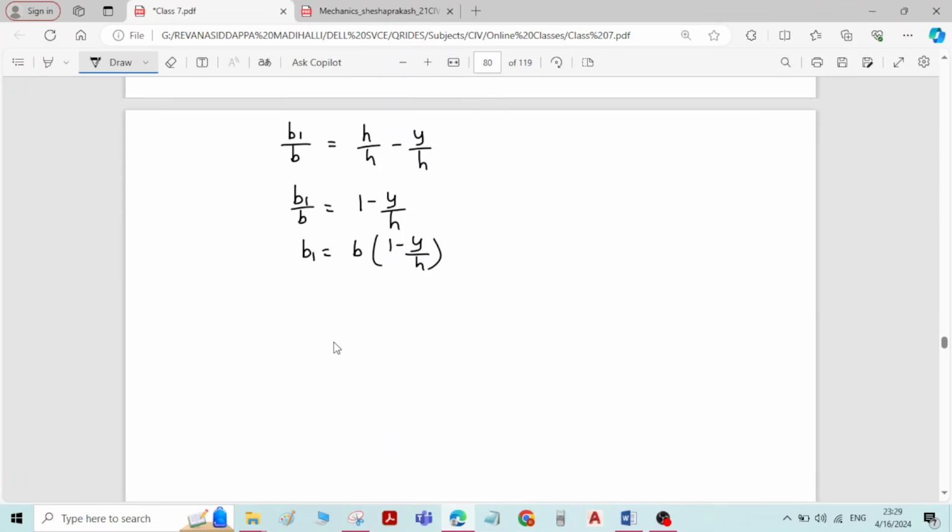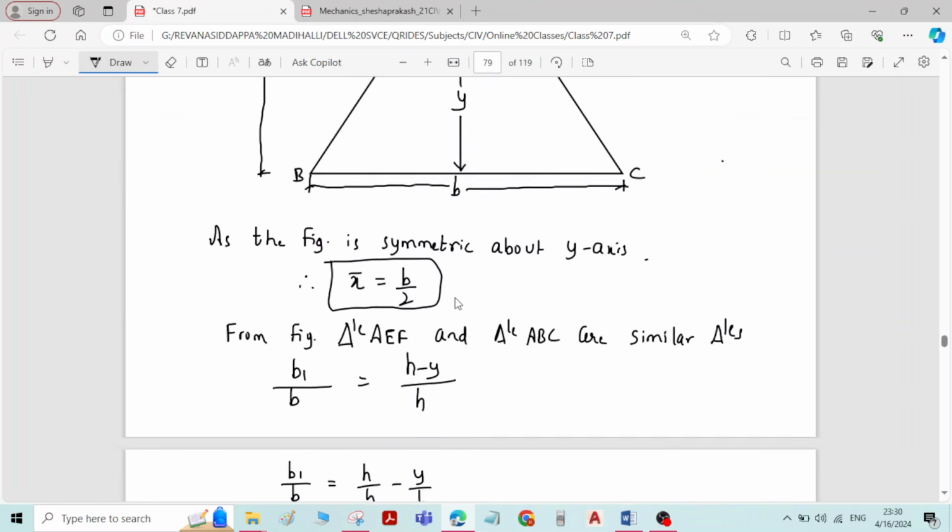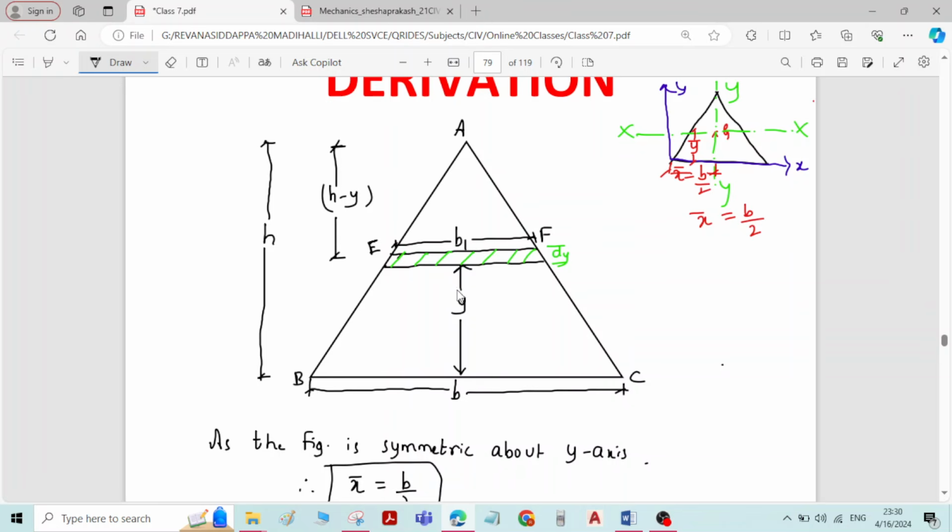Second step: area of the elemental strip. Let me call the area of the elemental strip dA. dA is equal to, so it is a rectangle.